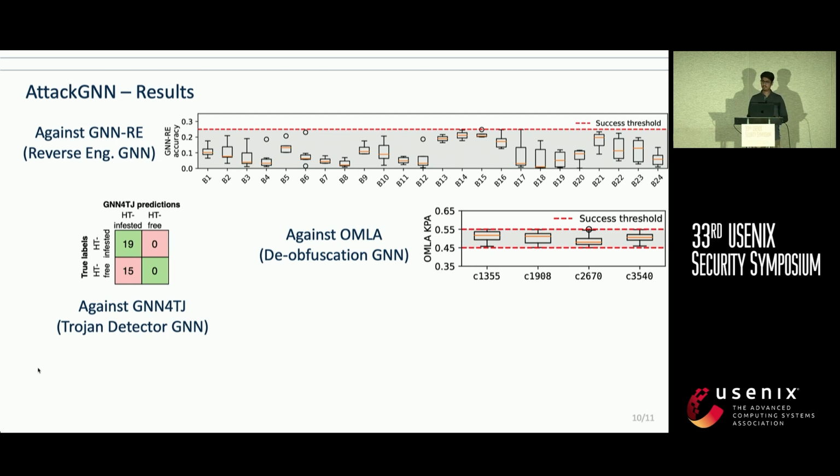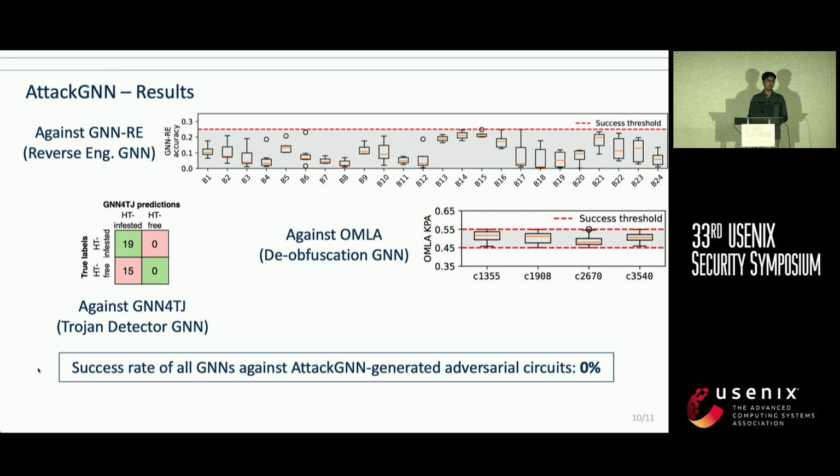For example, there's a GNN technique called GNN-RE, which is used for reverse engineering circuits. And again, we were able to successfully evade GNN-RE for all of the circuits that we tested. I'll not go into all the details of all the results, but the key idea is that we were actually able to evade 5 different GNN techniques using a single RL agent on all the circuits that we tested with a 100% success rate. Essentially, all the circuits were able to evade all the GNNs that we tested.